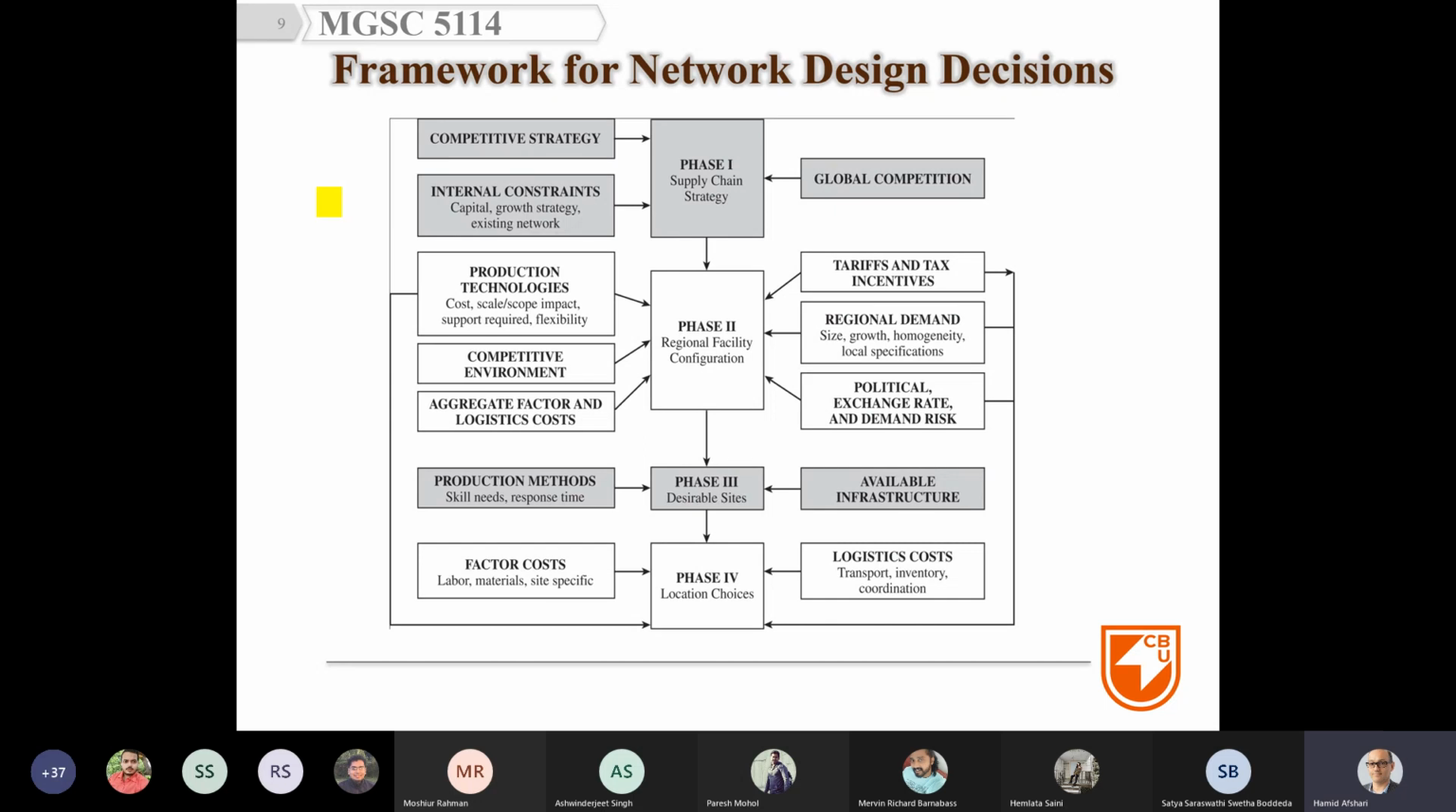So something that have an arrow to phase one. Competitive strategy, internal constraint, and global competition. Yeah, so that's clear in this picture. So competitive strategy is one of the inputs. Yeah, we already know that which type of customer you want to target. What matters to your customers? Okay, what is the priority of your customers? So this is called competitive strategy.